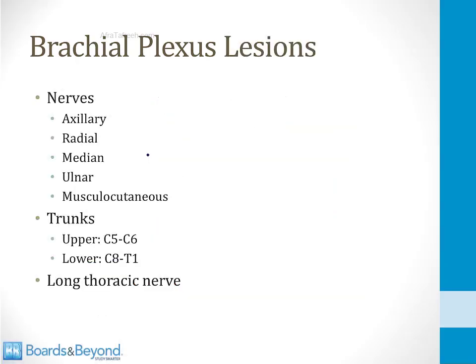In the anatomy lab, you may have gone to great lengths to identify all the individual components of the brachial plexus. You don't need to know all that for step 1. You just need to know the brachial plexus lesions shown on the slide here. There are 5 nerves from the brachial plexus that often develop lesions. You should know those. There are 2 trunk lesions, and finally, the long thoracic nerve can have a lesion.